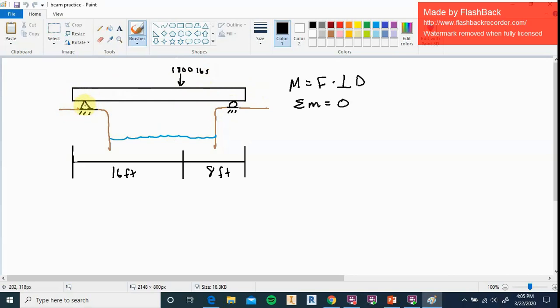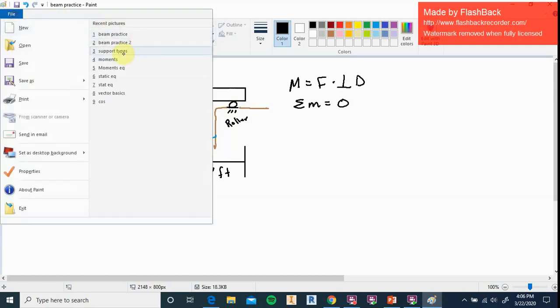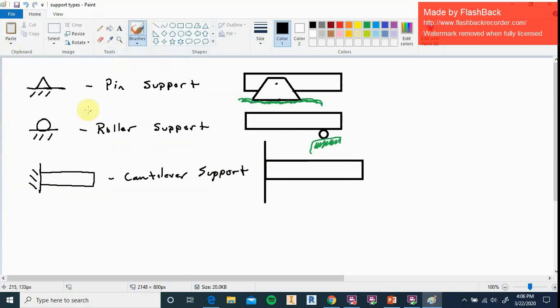We're going to talk about those a little bit, and this particular one is what's called a pin support. And then over here I have what's called a roller support. And then at some point on the beam, which looks like it's actually 16 feet out, we have this 1,800 pounds of load that's being applied to the beam. So before we jump into figuring this out, we need to talk a little bit more about these pin and roller supports. So I'm going to jump over to another slide here.